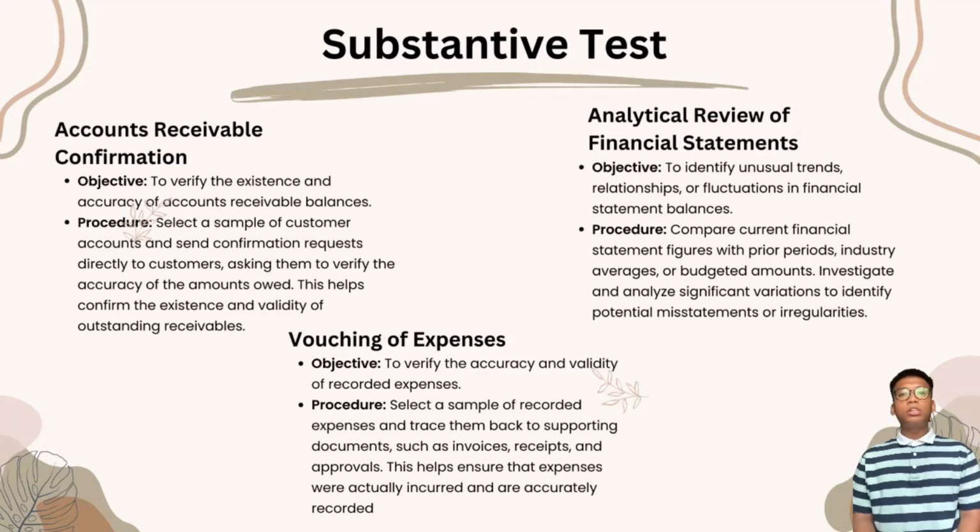Last one is vouching of expenses. The objective is to verify the accuracy and validity of recorded expenses. Procedure: select a sample of recorded expenses and trace them back to supporting documents such as invoices, receipts, and approvals. This helps ensure the expenses were actually incurred and are accurately recorded.